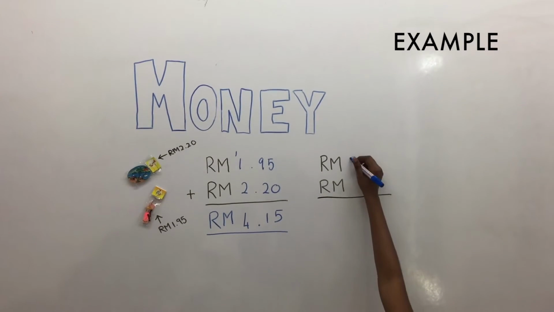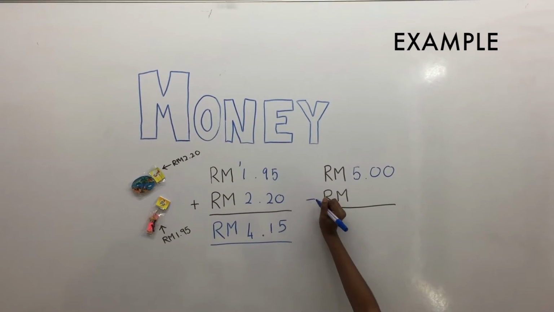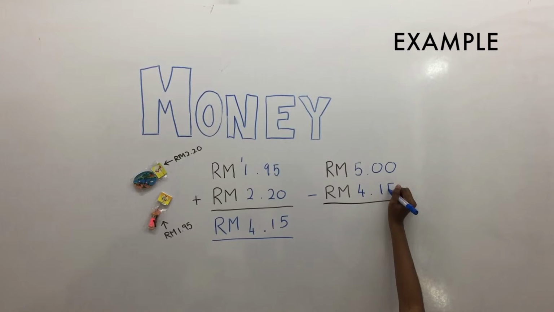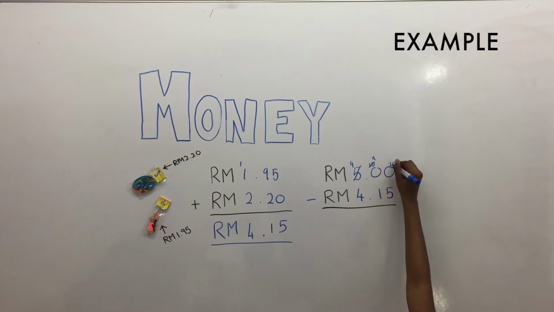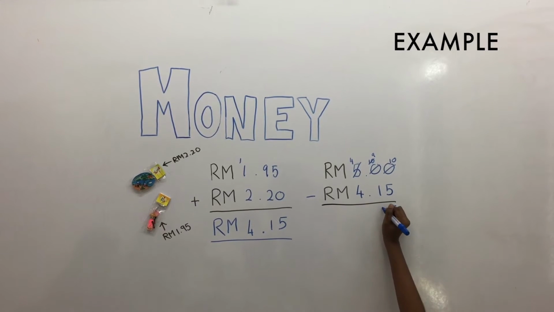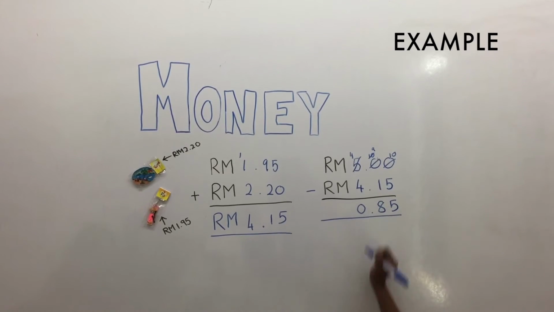To know how much change the student will receive, he must subtract the total amount of the keychains, which is 4 ringgit 15 cents, from 5 ringgit. Based on the student's calculation, he received 85 cents in change.